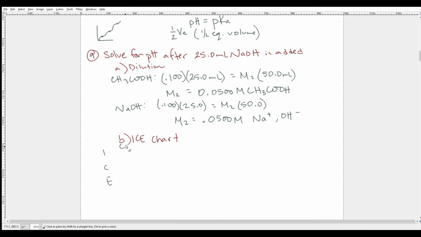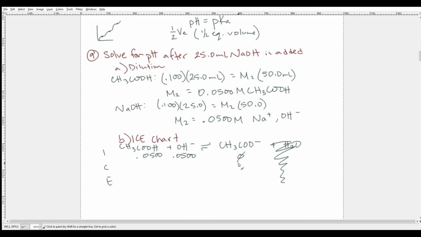ICE, CH3COOH. We're using the net ionic here because we have combined two different substances, so we want the equation that shows the two different substances reacting. H2O, non-existent, so we have 0.0500, 0.0500, and nothing. And oh, they are equal to each other. So there's no limiting reactant. This one gets added.